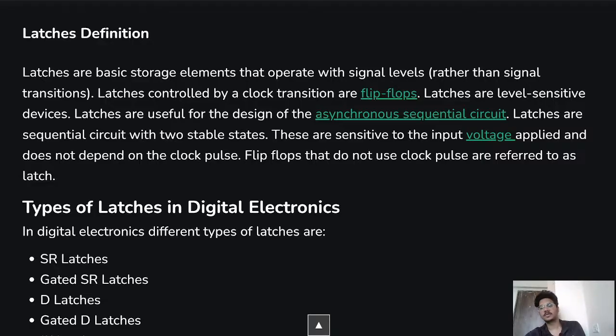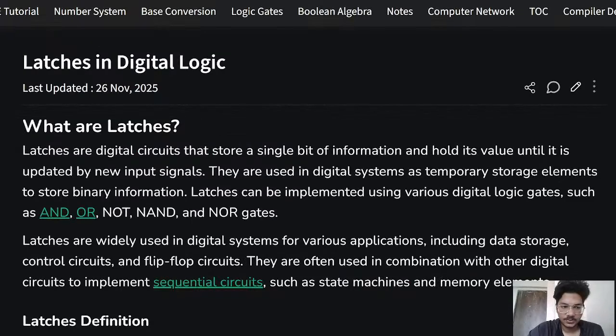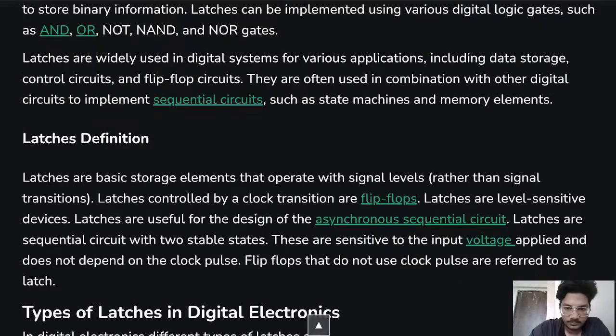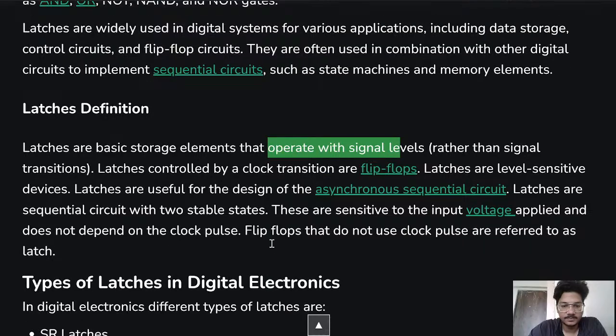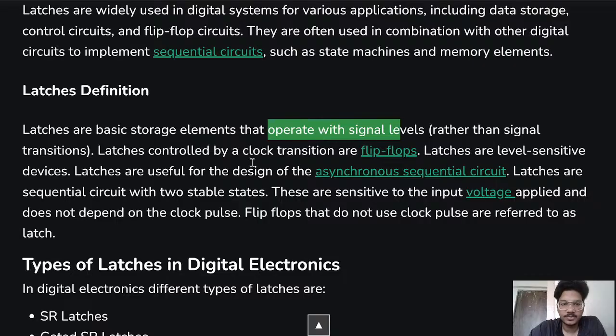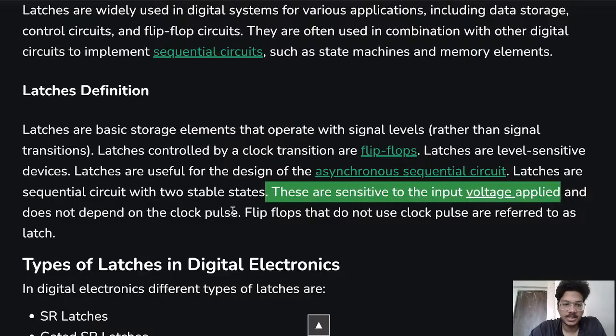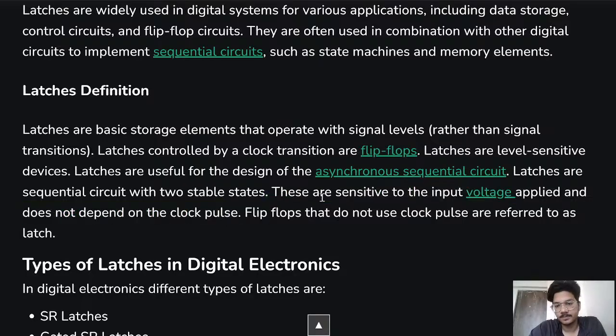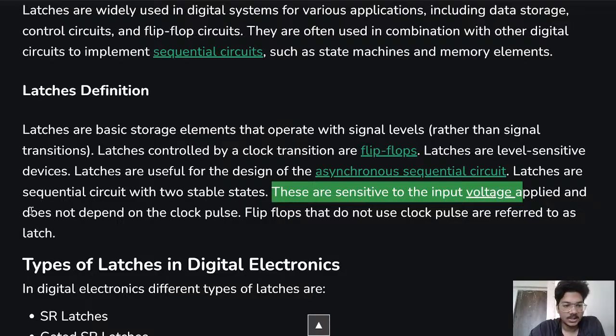Whenever we have to explain what a latch is: a latch is a digital circuit that stores a single bit of information until a new, updated signal is provided. It is temporary storage for binary information, and a basic storage element that operates on the signal level. Latches are level sensitive and have two stable states. They are sensitive to the applied input voltage and do not depend on the clock pulse.